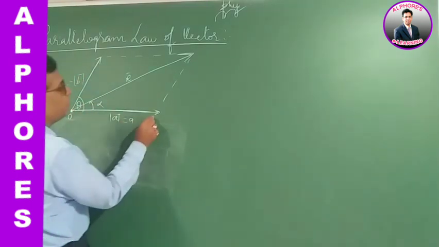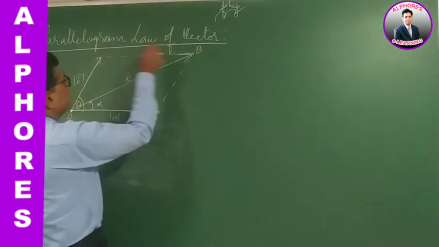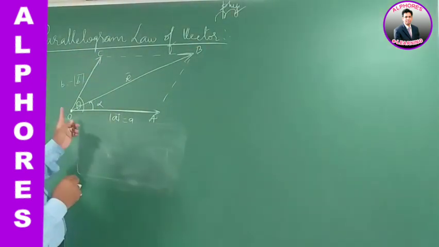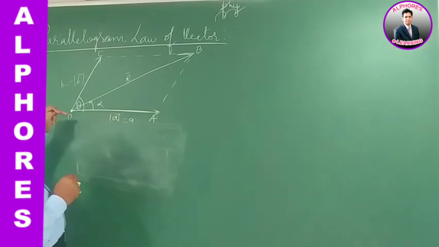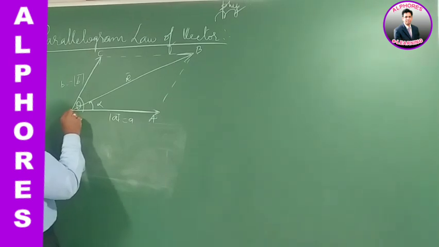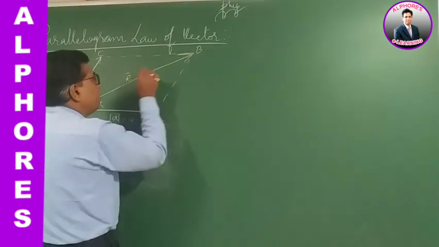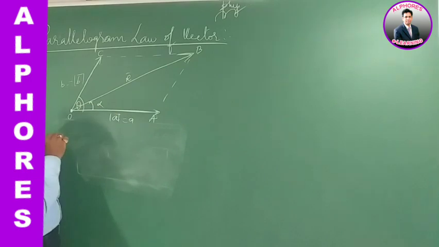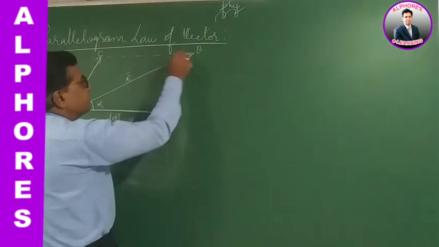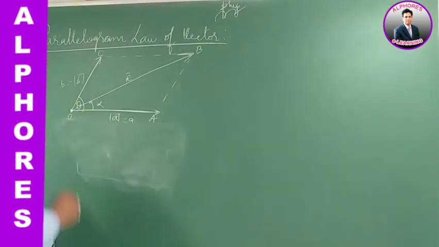Let the parallelogram be OABC. So OA represents A bar, OC represents B bar, two adjacent sides of the parallelogram. Then the diagonal OB represents the resultant vector of these two vectors.